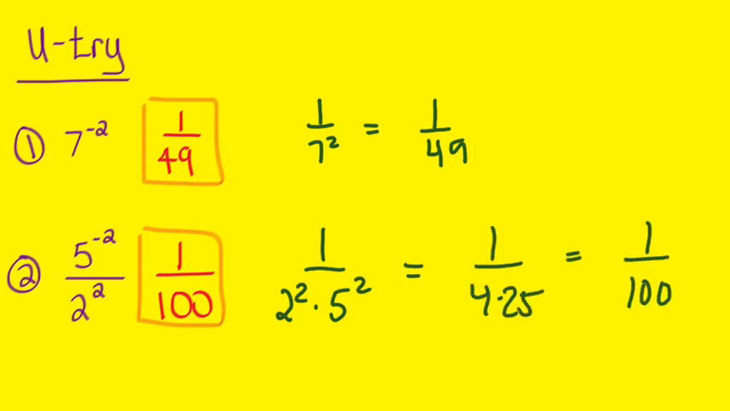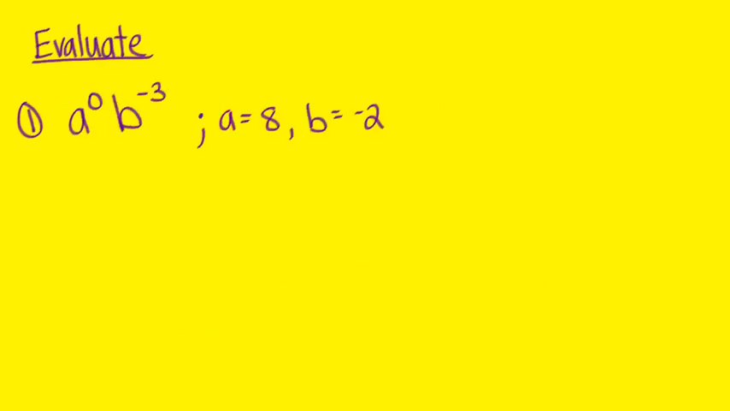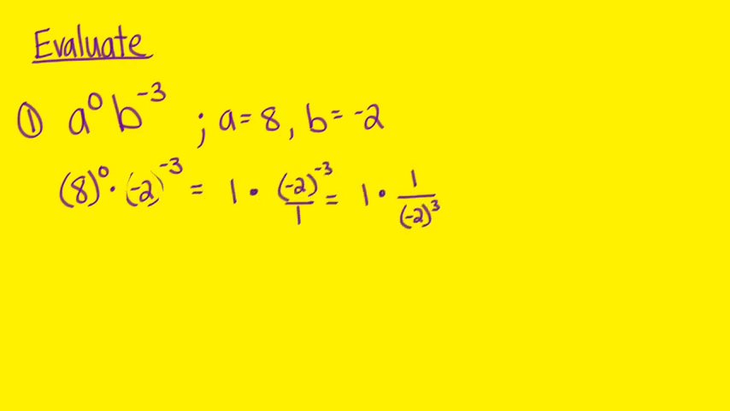Alrighty, the second part we're doing is evaluating expressions. If I have a to the 0 power and b to the negative third power, and I know the values of those, I plug in those values and then I evaluate the expressions.